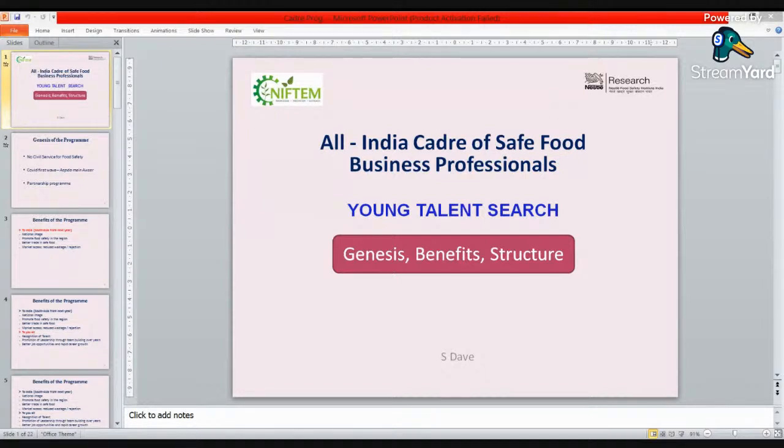It is this platform that we want to provide. This platform of creating this all India cadre of safe food business professionals, so that every student in the country, every student in the remotest part of the country who is studying food technology should have the opportunity to be seen and be visible as one of the best in the country. And this platform will provide that opportunity.